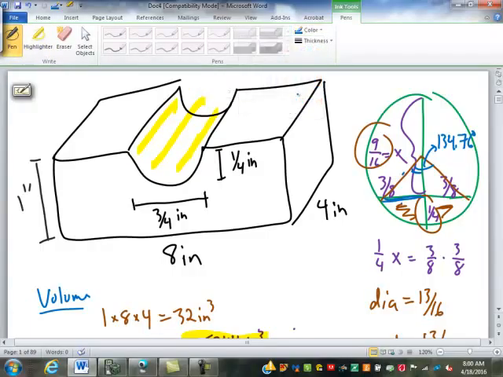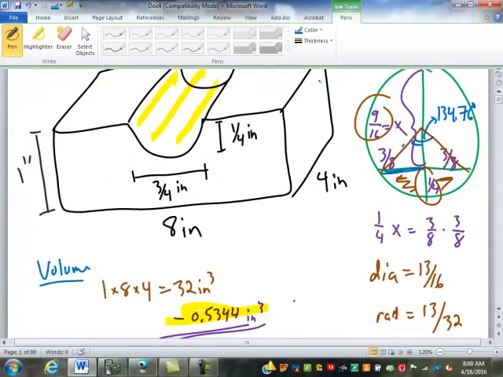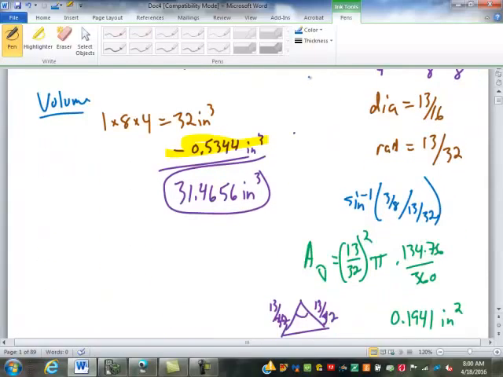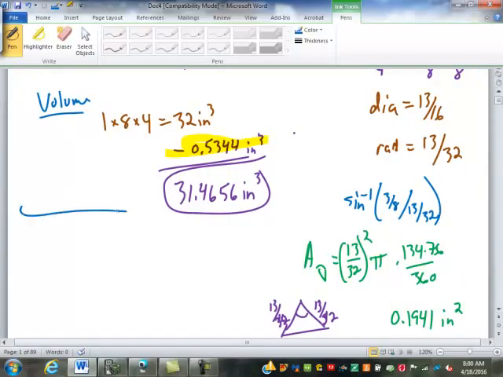Next, surface area. Surface area is going to be really simple right now. Well, let's do the surface area of the whole block first. Surface area of the whole block, I'm going to treat this end as a base, so that's going to be 1 times 8, right? So I've got 1 times 8 times 2, because there's 2 of them, that's 16 square inches. So that's the front and the back end, right?